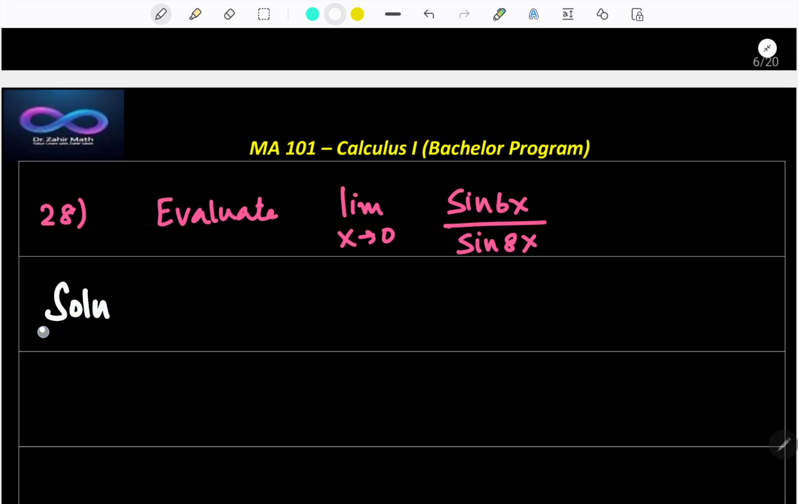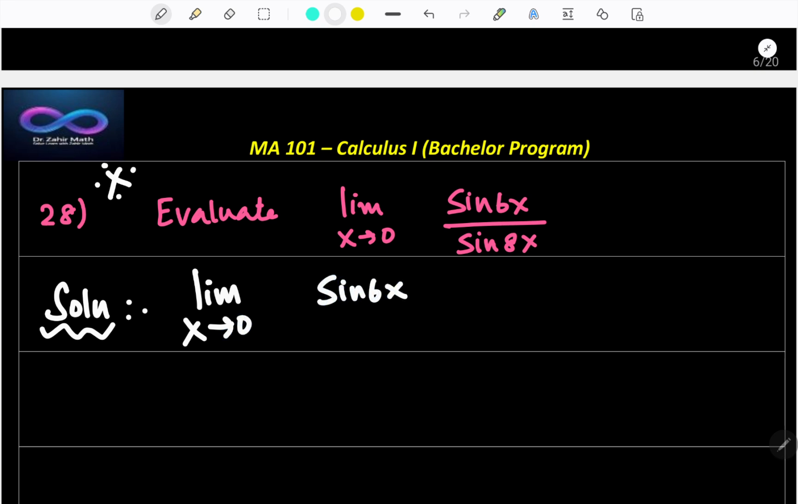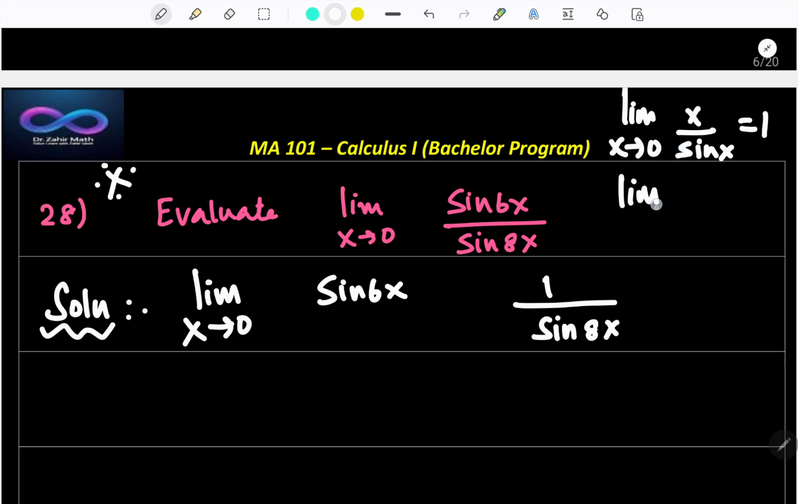The next question is a little bit important question. This type of questions, normally people like it. So limit x goes to 0, sine 6x and then 1 by sine 8x. I'll write like this. Because what is our rule? Limit x goes to 0, x divided by sine x is also 1. Limit x goes to 0, sine x divided by x is also equal to what? 1.